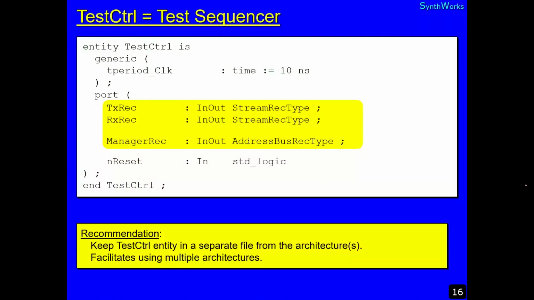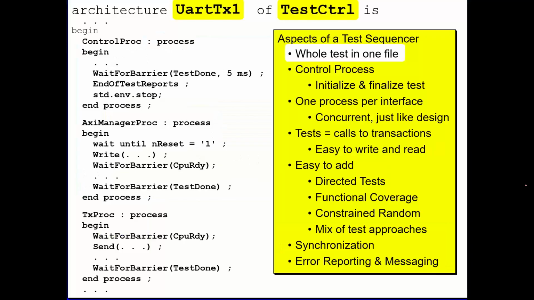Then we have our test sequencer, and its interface contains primarily records. The entity interface is in one file. The architectures are in separate files. The only time I separate these is when we have multiple architectures of a given entity that are going to be live at the same time. So for RTL, I don't do it. Just really for this application here with a test sequencer. All right, so let's take a peek into the test sequencer. What we have is the whole test in one file, so it's reviewable. You can see everything here.